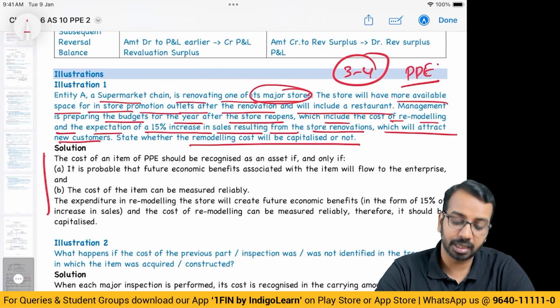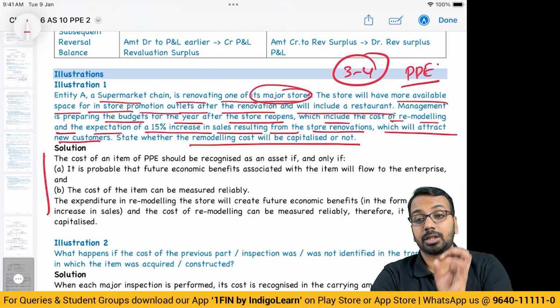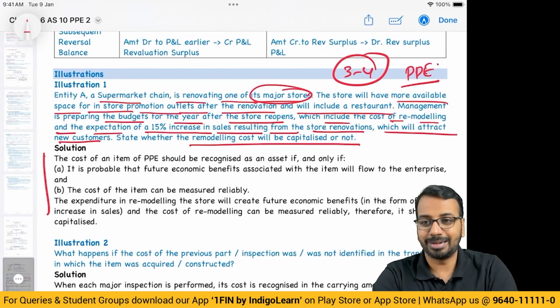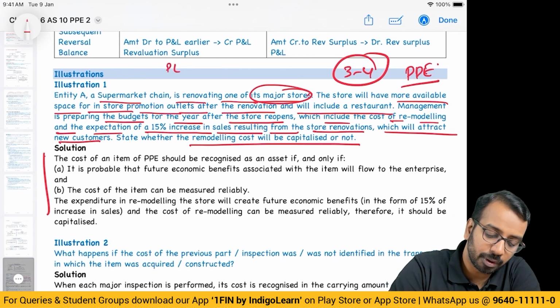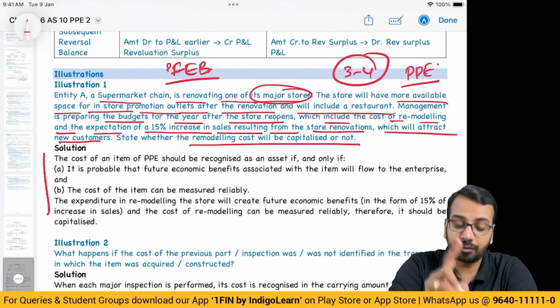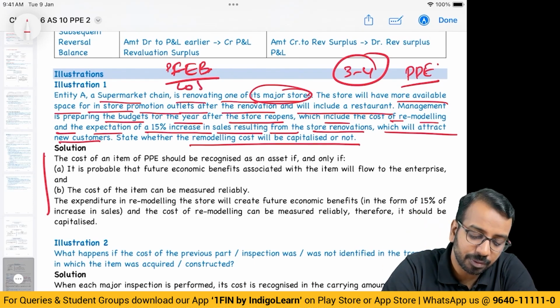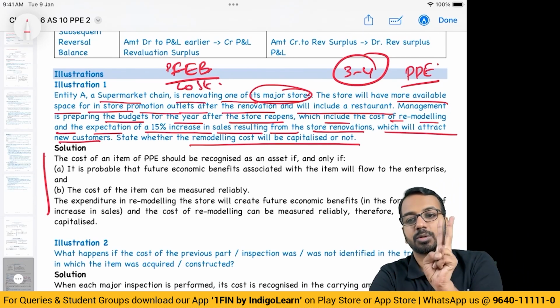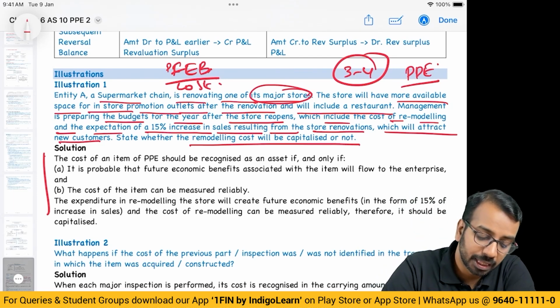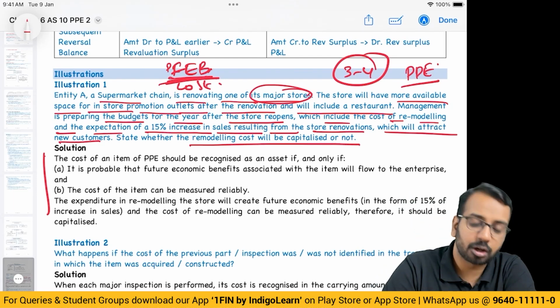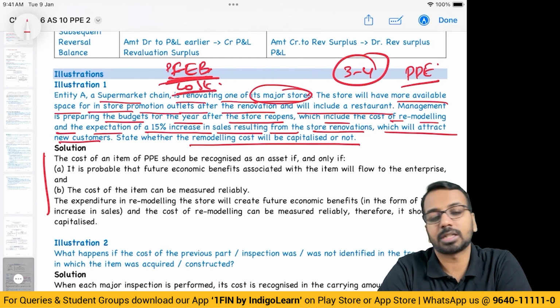Right now, whenever you answer a question on Accounting Standard 10 PPE, what you have to understand is, first, the condition: probable future economic benefits. Will we get future economic benefits? And can we measure the cost reliably? These are the two conditions we learned for capitalization: whether there will be future economic benefits and whether the cost can be measured reliably.